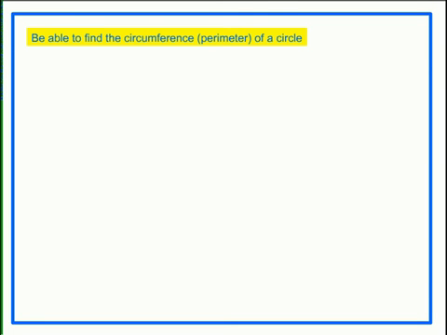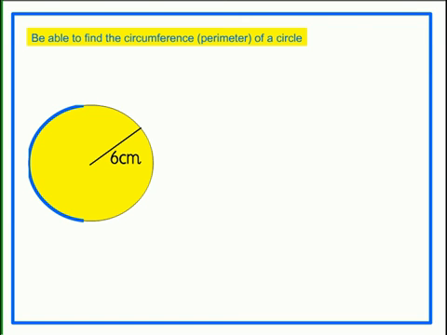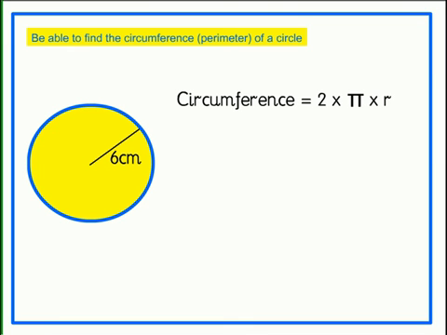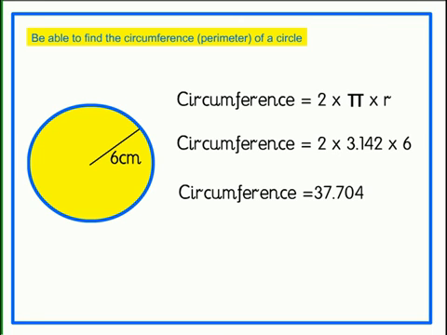You may also be asked to work out the circumference of a circle. The circumference is the distance around the outside of a circle, its perimeter. If we know the radius again, let's say 6 centimeters, we can use the formula 2 pi r. So the circumference, the distance around the outside of this circle, can be worked out using 2 times pi times radius. In our case, 2 times 3.142 times 6, which gives us 37.704, and rounding gives us 37.7 centimeters.